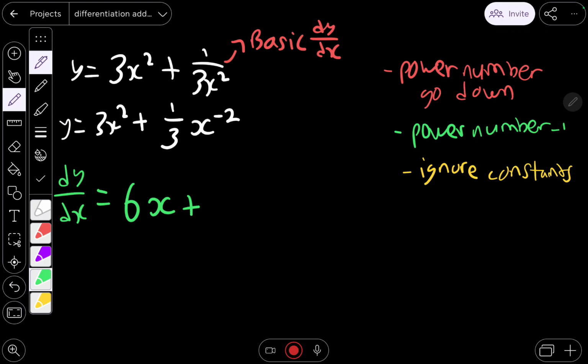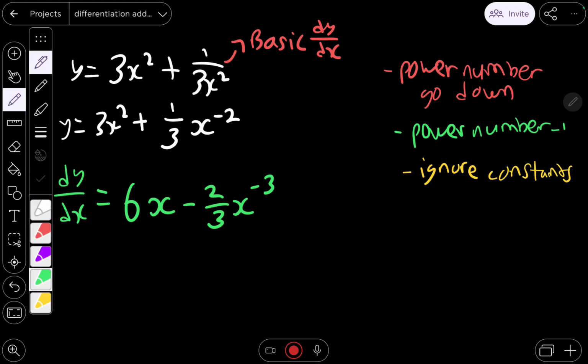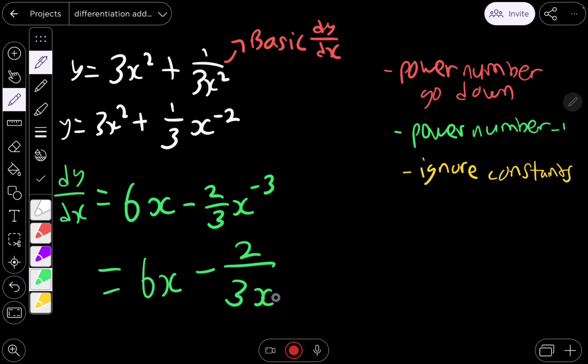Now 1/3 times -2. Let's type it in our calculators. This is minus 2 over 3, x to the power of -2 minus 1, x to the power of -3. So now, can we leave our answer in negative index? For me, I will play safe. I will leave it in positive index. So it's 6x minus 2 over 3. When your power is negative, this is a hack: shift it down to the denominator, and this is your final answer.